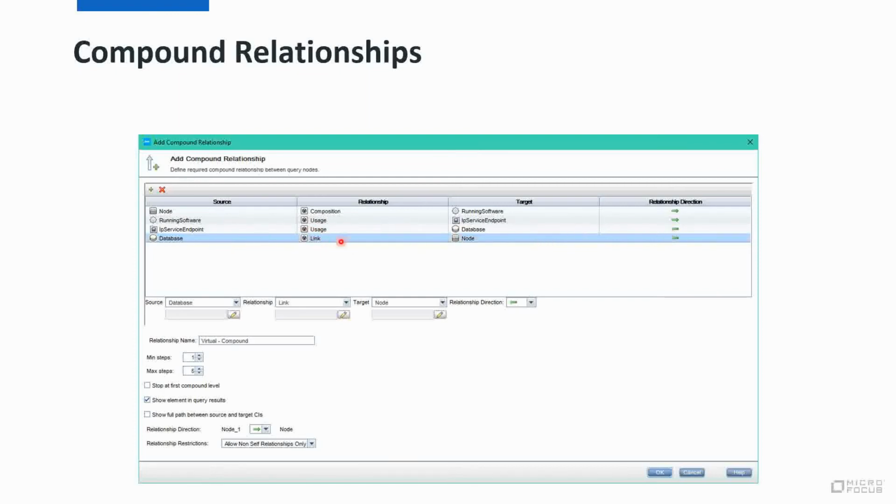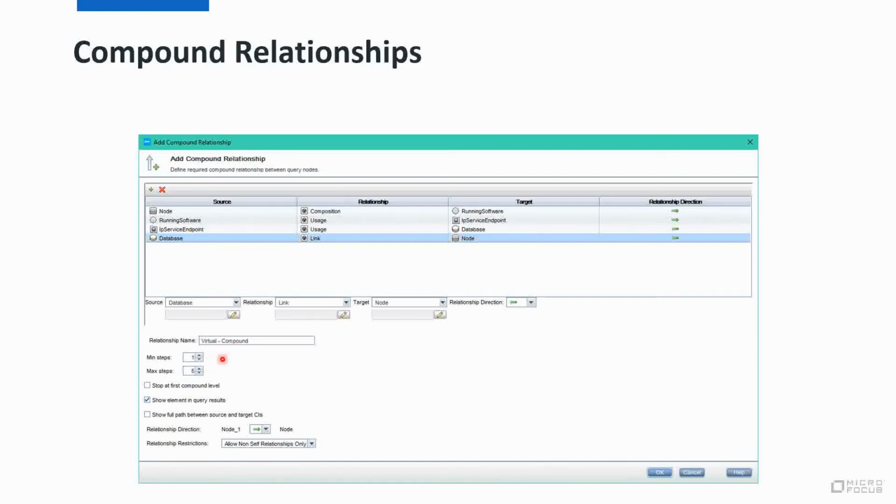Now this link is the top level thing. I would actually say composition with a node and in the direction of node to database, right? So this is all of the hops. It represents the previous graph that we saw. Again, the relationship name doesn't have to be virtual compound. You can fix that if you want to.